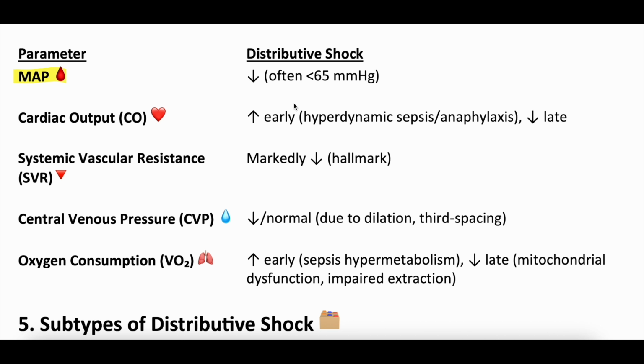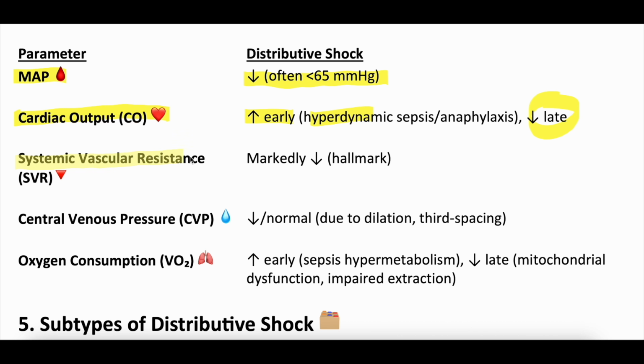So as we said, the MAP, the mean arterial pressure, can be normal, but most often less than 65 millimeters of mercury, which qualifies as shock in general. Cardiac output, as we said, you get pathologic vasodilation, so your cardiac output actually compensates by increasing. It goes up. You get hyperdynamic, right? Your heart rate goes up. In later stages, though, if it can't maintain, you might get lower cardiac output. But in those early stages, cardiac output definitely increases.